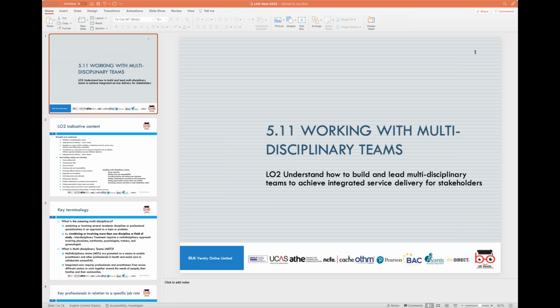So what we're going to do is continue our journey with regards to completing learning outcome 2 today. In this particular learning outcome, we are looking at understanding how to build and lead a multidisciplinary team, or MDT, for the purposes of integrated service delivery. So from our point of view, we are going to talk about a couple of things.